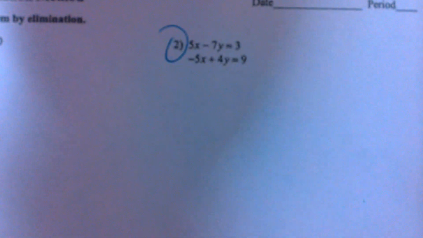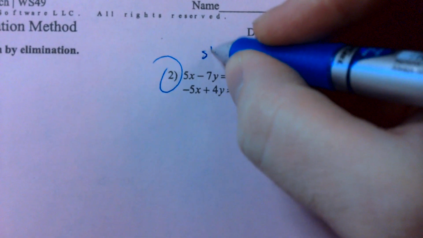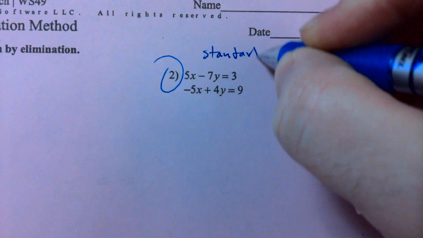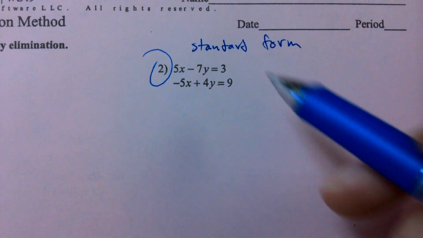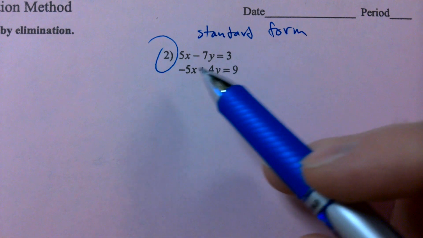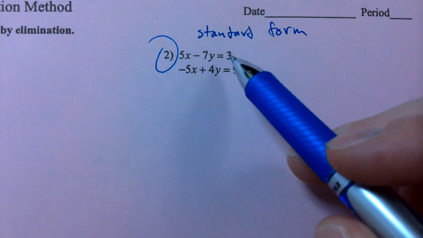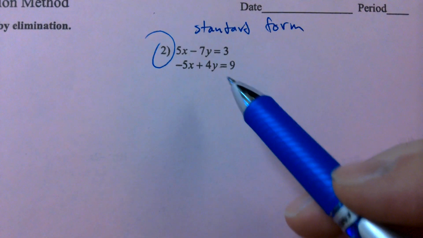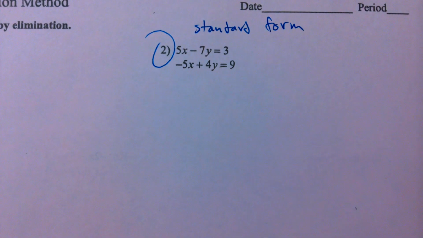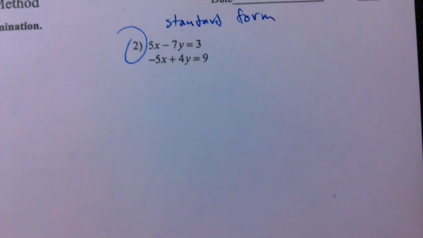So, remember with the elimination method, we're typically going to see this in standard form. What we saw in the warm-up was slope-intercept form, y equals mx plus b. Here, we're going to see them in standard form, ax plus by equals c, if you remember that from earlier notes in this unit. So when we see our equations set up like this, what are we looking for in order to eliminate?